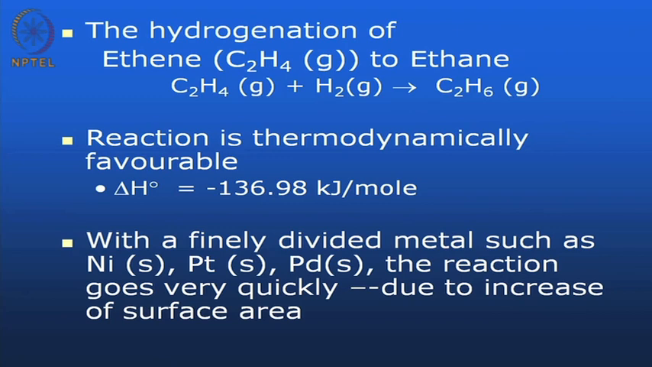So, the hydrogenation of ethene to ethane. The reaction is thermodynamically favorable, that is delta H has a negative value, and of course, with finely divided metals such as nickel, platinum, palladium, the reaction rate is found to increase very quickly, because that increases the surface area. If you have a bulk metal, say 1 cubic centimeter of a metal, and then you crush it into small particles in a powder, then the effective surface area is increased.